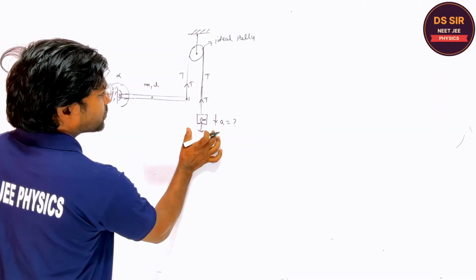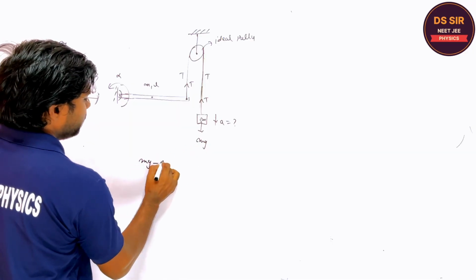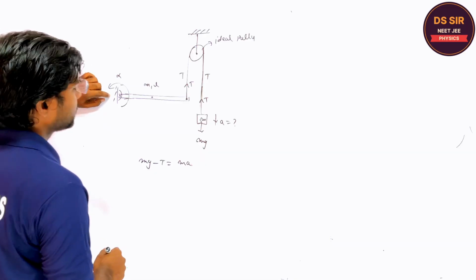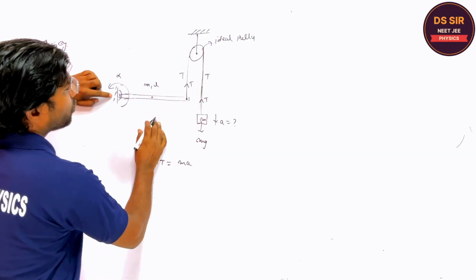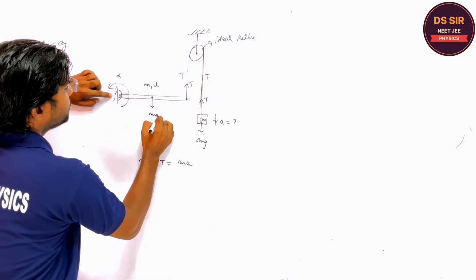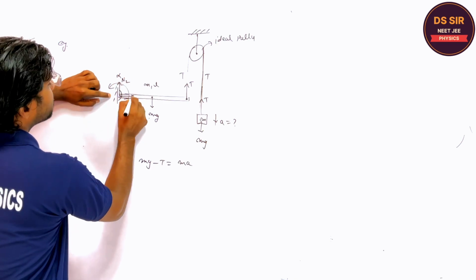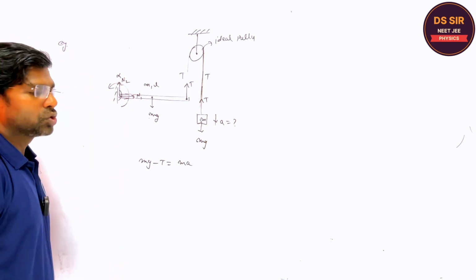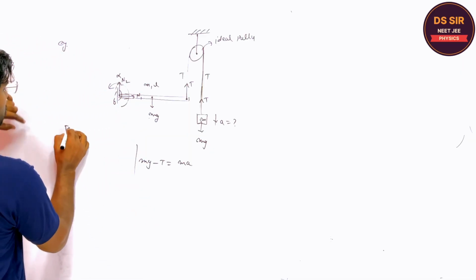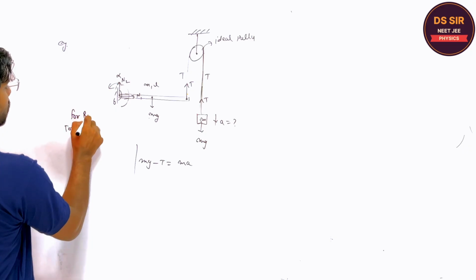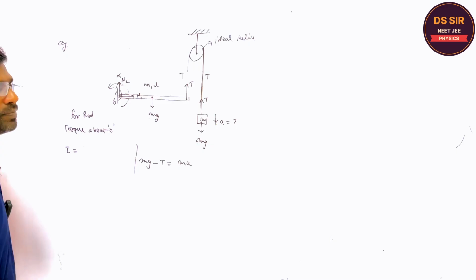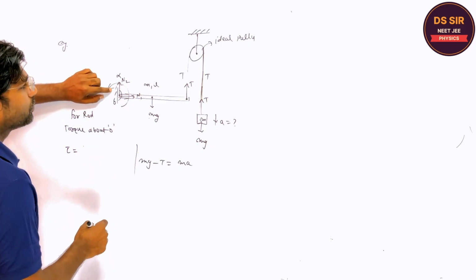So let's see. For this block, mg minus T is equal to ma. You will write this. Listen, Varsha: if you consider this rod, how many forces will act upon it? This is the T, this is the mg, this is the N2, and this is the N1. Are you getting it or not? It is performing rotational motion about O. Can you write down the torque about O for the rod? Can you write the net torque? The N1 and N2 torque is 0, right?